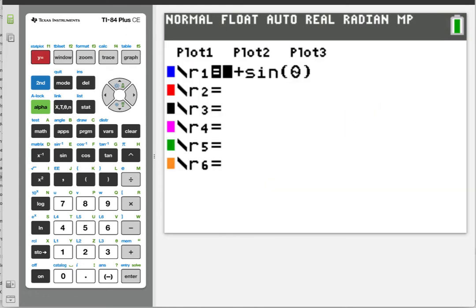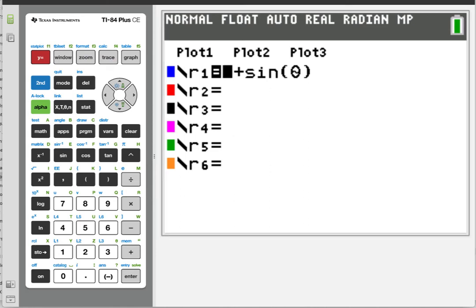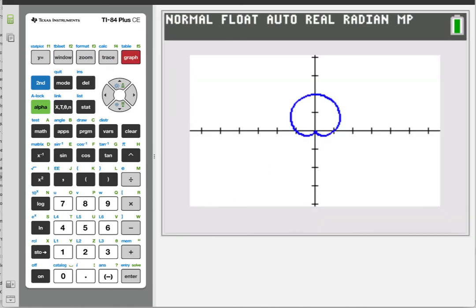Now, a couple other really cool looking graphs. Let's look at 1 plus sine theta. This graph is what we call a cardioid. It looks kind of like a heart. It's upside down the way that I did this. If you did 1 plus cosine theta, it's just a rotation of 90 degrees and will lie kind of along the x-axis.